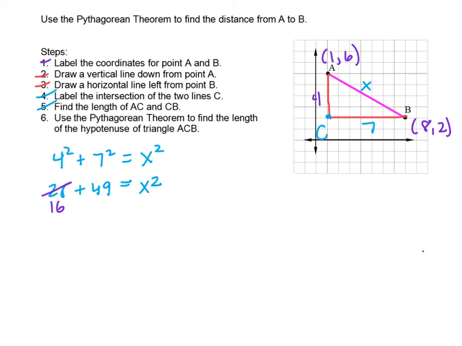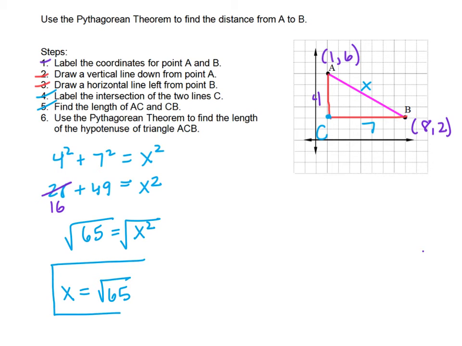Alright, 16 plus 49 is 65 equals x squared. And then we square root both sides. And because this is a distance measurement again from a triangle, we don't need the plus or minus, so x is equal to the square root of 65. And you do want to think about, can you reduce the square root of 65? And our perfect squares did not fit into it, so that is the hypotenuse of the triangle, which is also the distance from point A to point B.